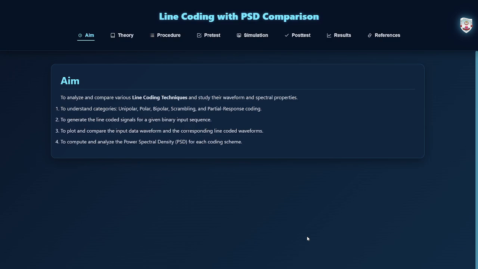Aim. First, let us look at the aim of this experiment. The main objective of this virtual lab is to analyze and compare different line coding techniques and study their waveform and spectral properties. Through this platform, students can understand different categories of line coding such as unipolar, polar, bipolar, scrambling, and partial response coding. Generate line coded signals for a given binary input sequence. Observe both the input waveform and the encoded output waveform. And finally, analyze the power spectral density or PSD for each coding scheme. This allows students to visually understand how different coding methods affect bandwidth, synchronization, and DC components in communication systems.